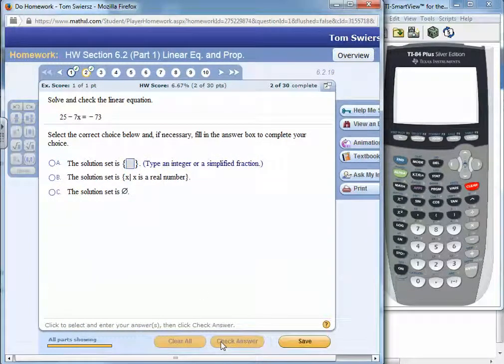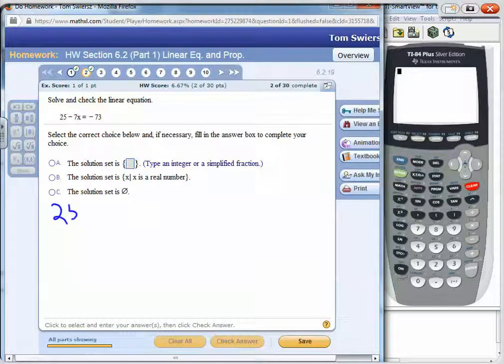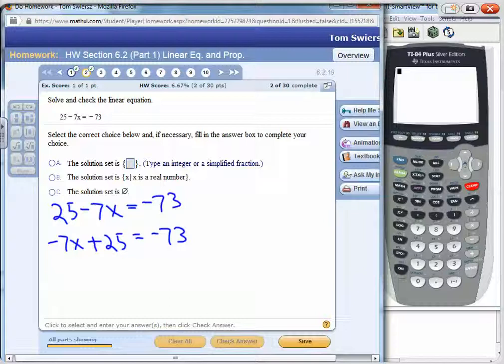Okay, homework exercise number 2. 25 minus 7x equals negative 73. Now notice, this is really negative 7x plus 25. If you want to, you can write it as negative 7x plus 25 equals negative 73. There's no sign in front of 25, so it's positive. There's a subtraction in front of the 7x, so it's really negative 7x. Now again, we're adding 25 with the 7x, so we're going to subtract 25.